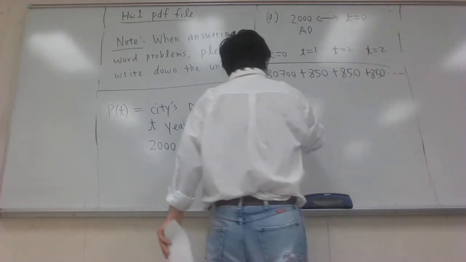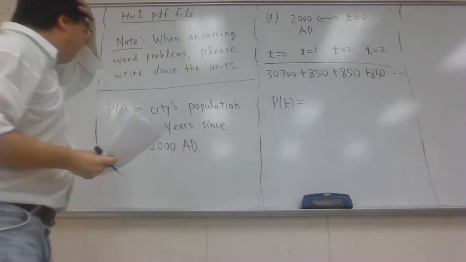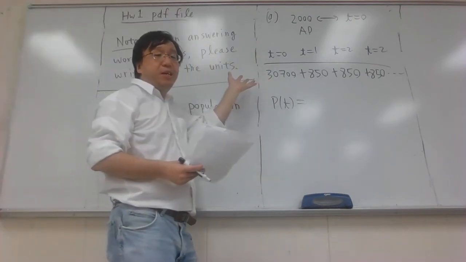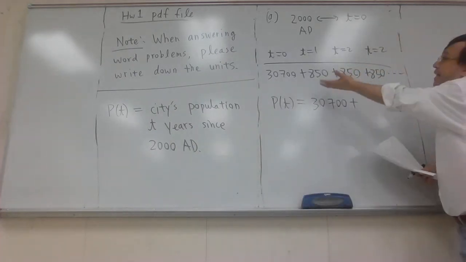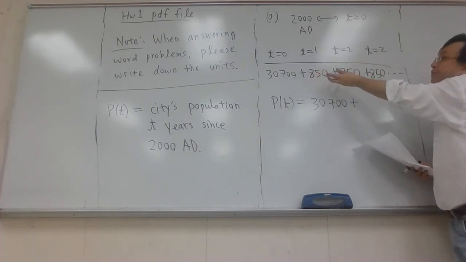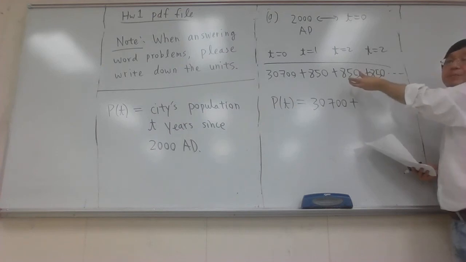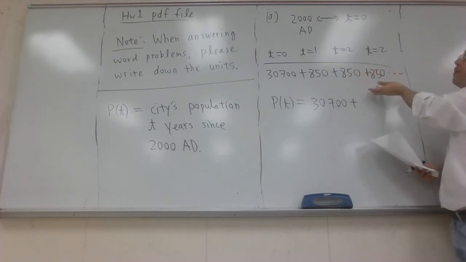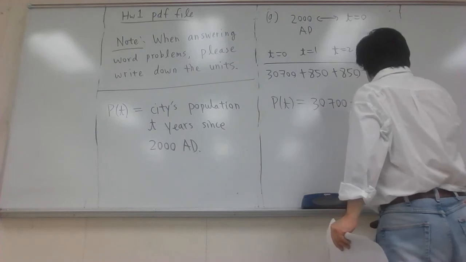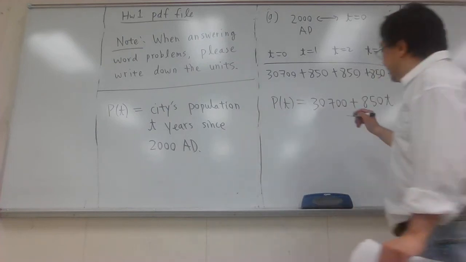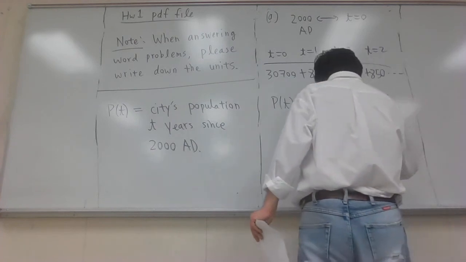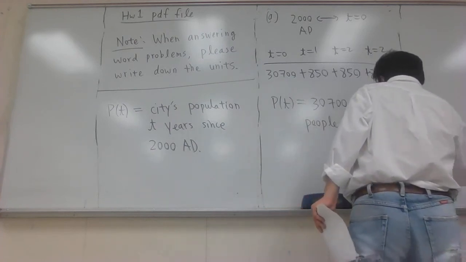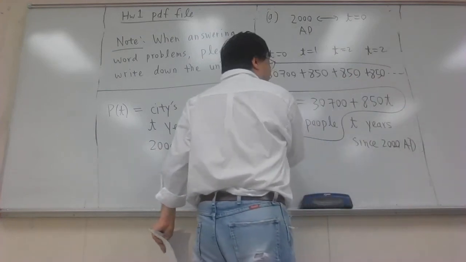So then we see that P(T) is, we start at year T equals 0 with 30,700 people, and then we add 850 people per year. Each year we add another 850 people, so it's 850T. And what are the units? The units are people. And if you want, you can also write T years since 2000.